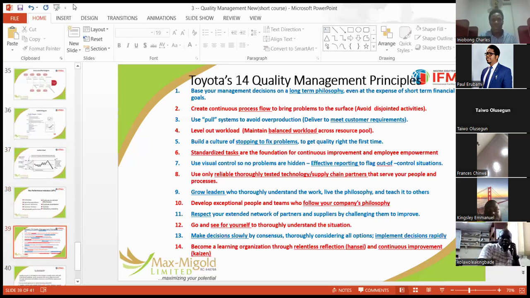Now, this is the Toyota 14 quality management principle. Toyota came up with this quality management principle because they discovered that it's very, very important. After they had to recall more than 1,000 vehicles, their products from the market because of a faulty brake system. So they came up with this 14 quality management principle, which is their guiding principle in their manufacturing. And this principle can work with any organization.